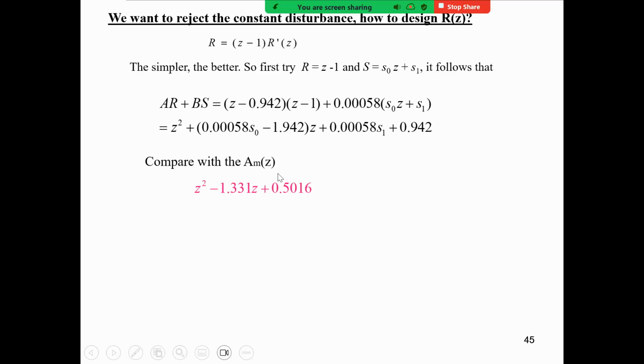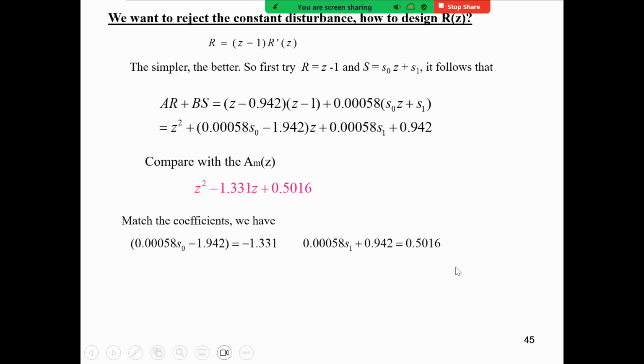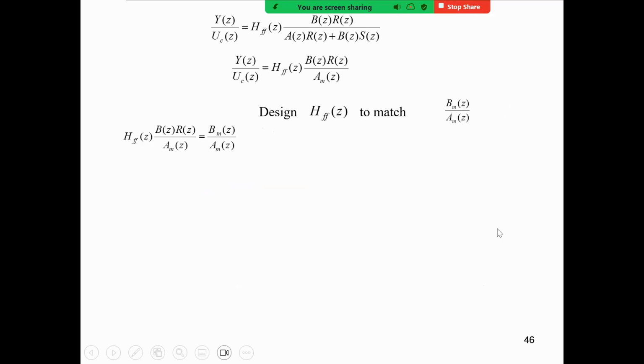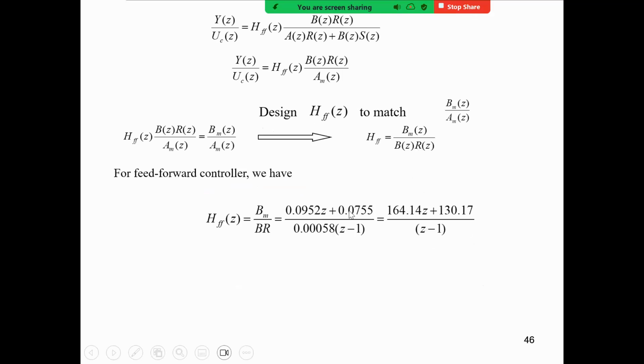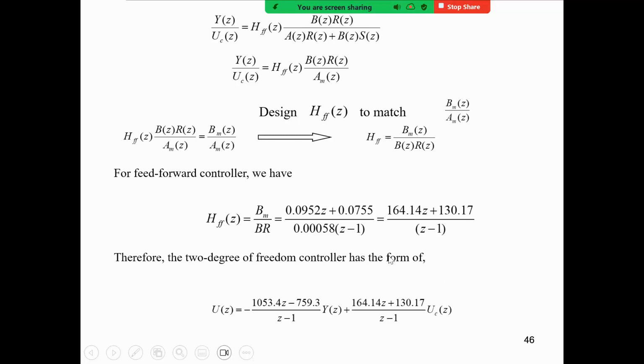We compare with the reference model. There's no question, we can match. Easily we solve S0 and S1. So this is the design of R and S. Then how about the feed forward one? Feed forward is simple, because we have the formula. We have PM, we have R, P, and R. We have this P, we have this R. Then we get this feed forward transfer function. With that we finish the design.